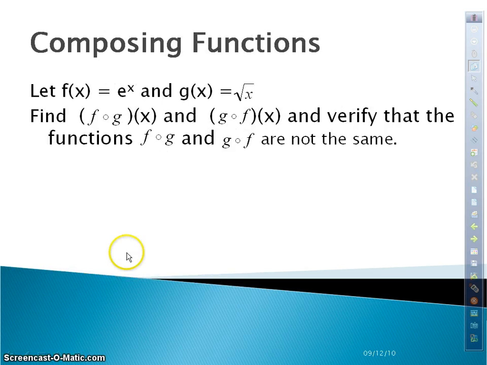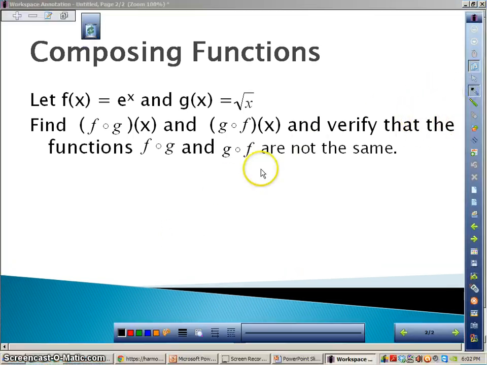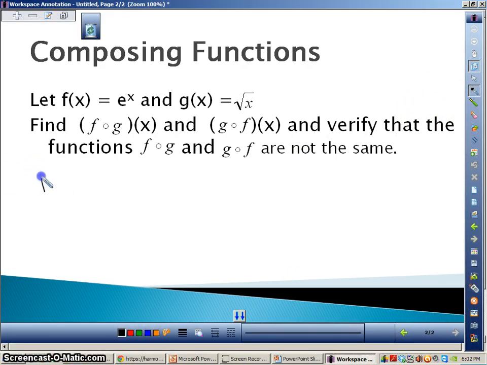So let's practice that. We have f of x equals e to the x and g of x equals the square root of x. They want us to find f of g of x and g of f of x and verify that the functions f of g and g of f are not the same. So the first thing we need to do is take our f and then write it with g of x inside.